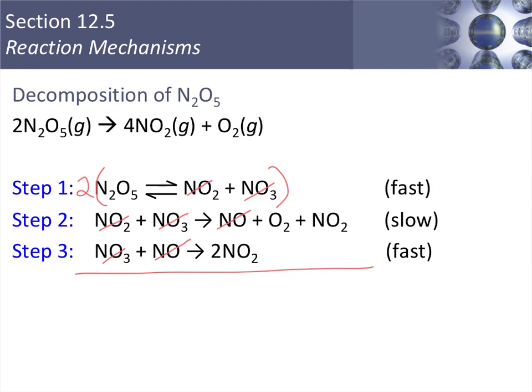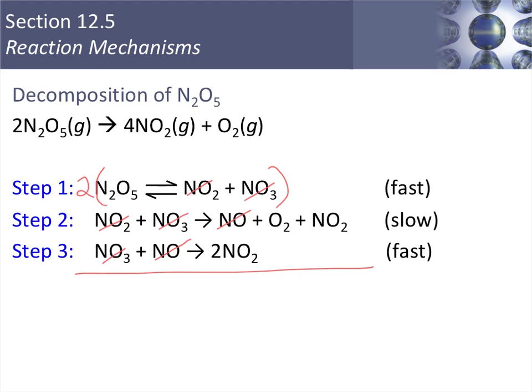The other thing I'd like to point out here is that this mechanism consists of a fast initial step that's an equilibrium step, which means that the products can change back to reactants at the same time. Again, this is fast.